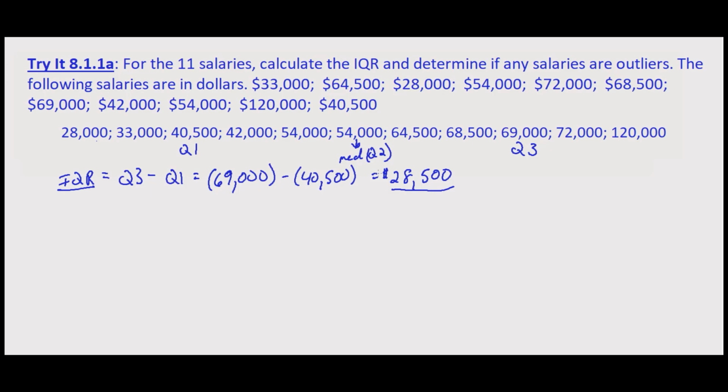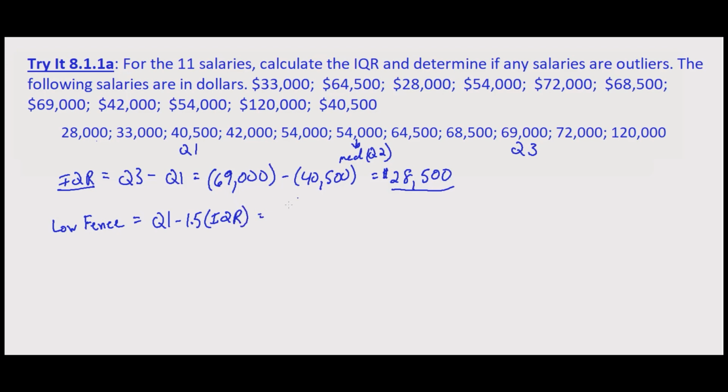Now, how do we determine if any values are outliers? Well, we look for our low and high fences, and those are the values that fall at 1.5 times the IQR below the first quartile or above the third quartile. So let's look at our low fence first. Low fence equals quartile 1 minus 1.5 times the IQR, the interquartile range, Q3 minus Q1.